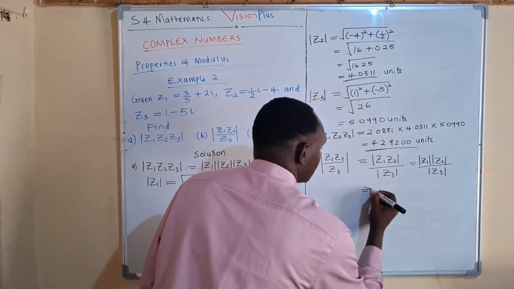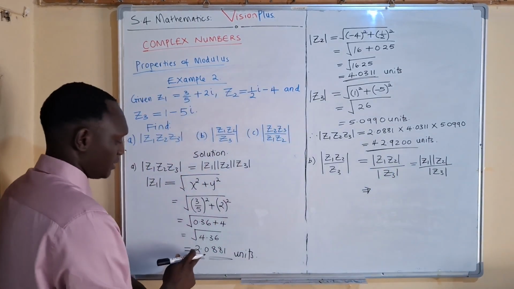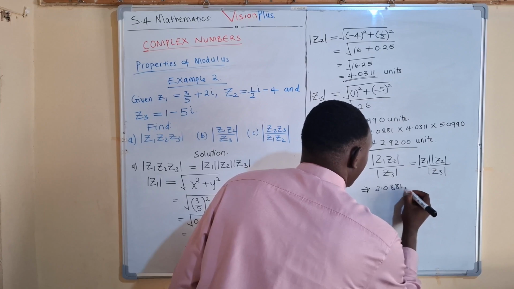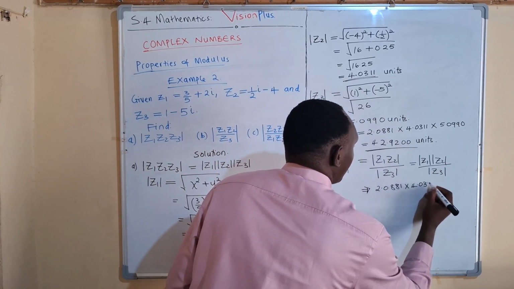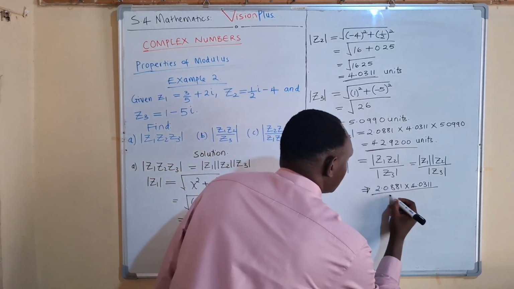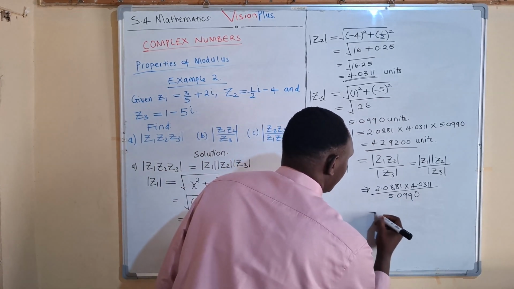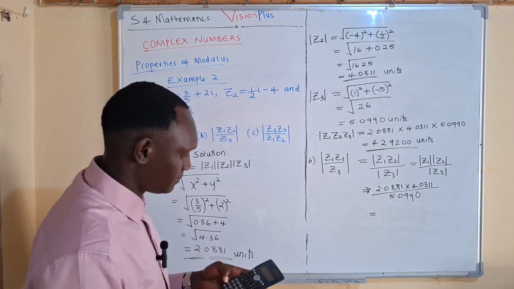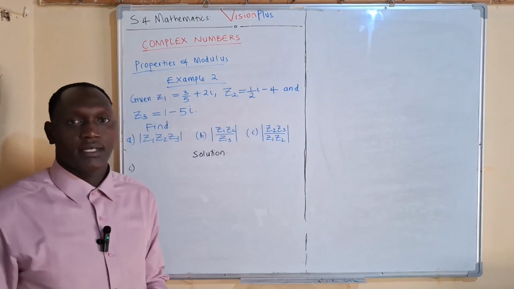After reaching here, what you need to do is substitute for Z1, Z2, and Z3. So the magnitude of Z1 is 2.0881, multiplying it by the magnitude of Z2, which is 4.0311, but we are dividing it by the magnitude of Z3, which is 5.0990. And then you press the calculator: 2.0881 times 4.0311 divided by 5.0990.